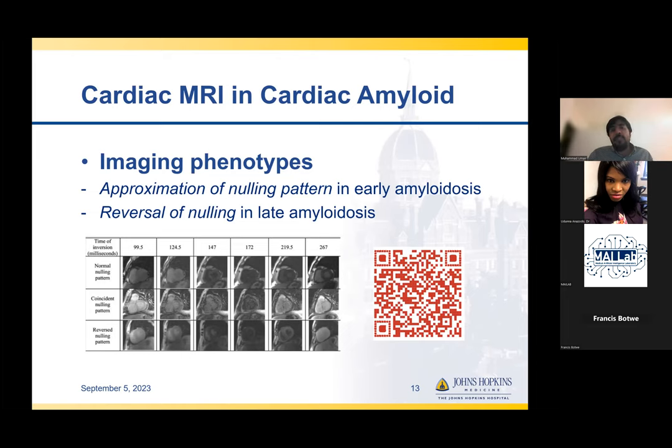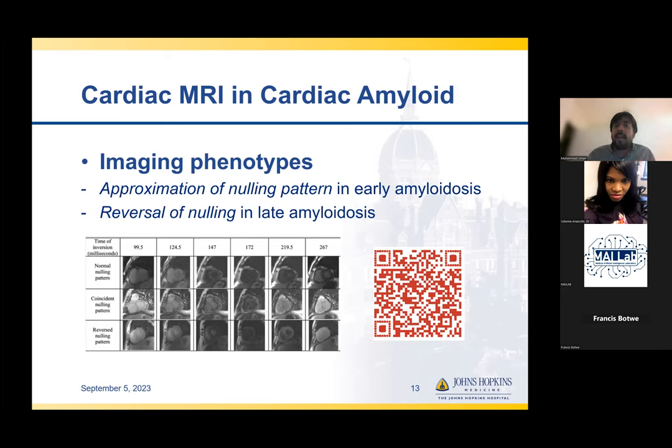So one of the imaging phenotypes in amyloidosis that could help you diagnose could be the appearance of a nulling pattern in early amyloidosis. When you're scanning, you might have issues with nulling the myocardium. It's very common. I hear our technologists telling us, oh, in this particular case, I'm having issues with nulling the myocardium. And my first question would always be, are they on dialysis? Do they have chronic kidney disease? Are they suspected of amyloidosis? It's very common in amyloidosis to see these patterns when you're having a hard time doing a good enough nulling of the myocardium.